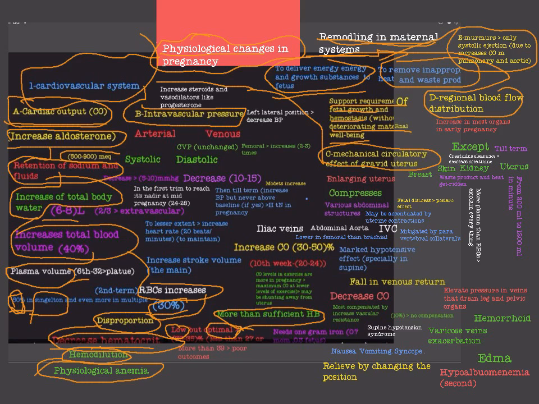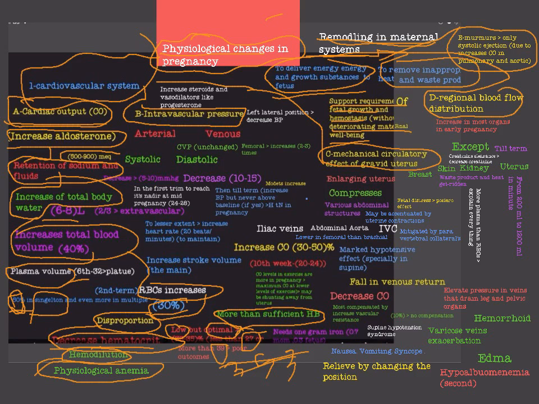So between 32 and 35, hematocrit is optimal. Below 27 is not accepted, and above 39 is not accepted. So below 27 and above 39 are associated with poor outcome. So this is the story, but until now I didn't tell you how the cardiac output increases.